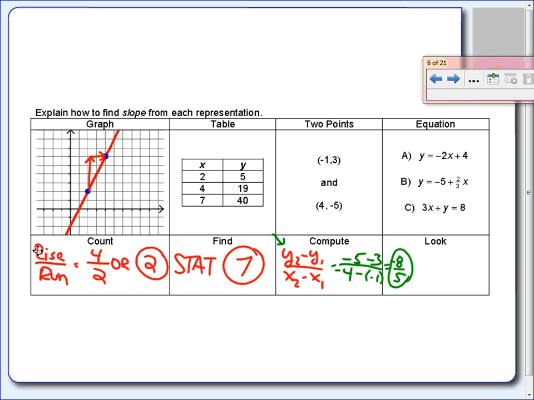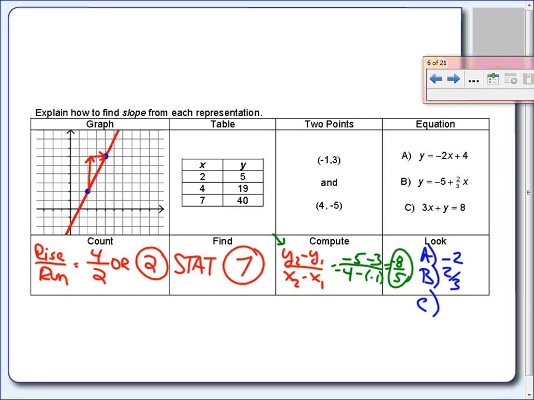Now the final thing we have there is the equations. What if I ask you for the slope and you have an equation? How do you find the slope? Well, let's take a look at the first one, A. Anybody know what the slope would be on that first equation? How do you know that? Because it's in front of the x. Very good. What about B? What would the slope on B be? 2 over 3. How'd you know that? Because it's in front of the x. So I guess that means C, the slope is 3, right? But I thought you said it's in front of the x.